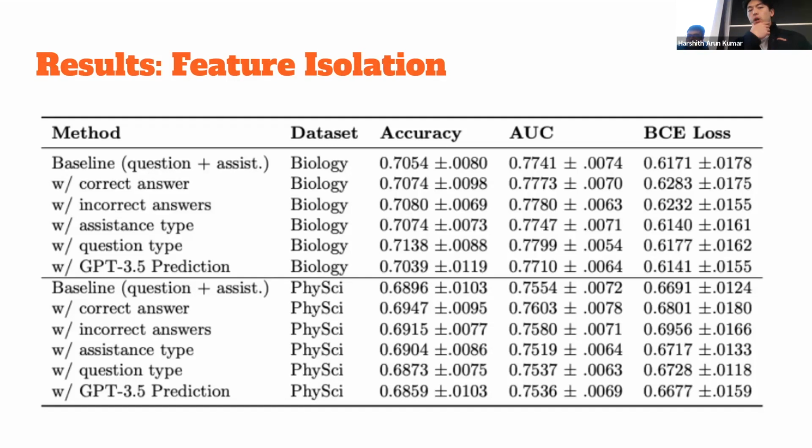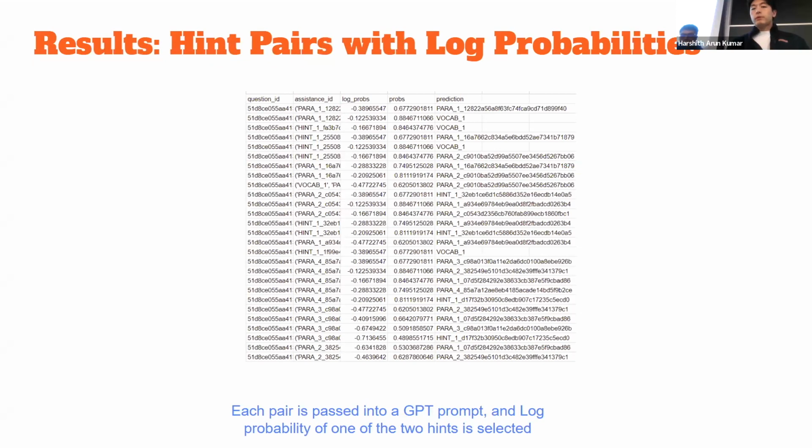And with that, we wanted to also add the correct answer. So the correct answer is the answer to the question, and also the incorrect answers. The incorrect answers are student submitted answers. The assistant type is what Harshith was talking about. We have 4 assistant types: paragraphs, vocab, hint, and no assistance. But we don't actually consider no assistance in this. And then the question type is essentially multiple choice, fill in the blanks, etc. And the GPT 3.5 prediction is the slide that I showed you before. Essentially, which prediction did it pick?